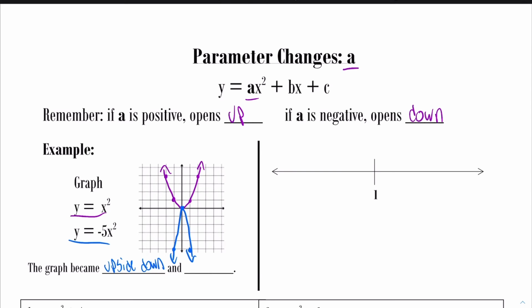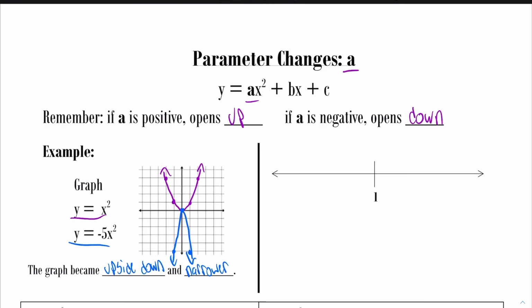And while I do want to write the word skinnier, the correct math word would be narrower. Let me just go ahead and make a little number line that describes what's going to happen when. Whenever your a is less than 1, but it's still greater than 0, this is going to make a wider graph. When we're saying wider, we mean this is going to make a graph that's wider than the parent.